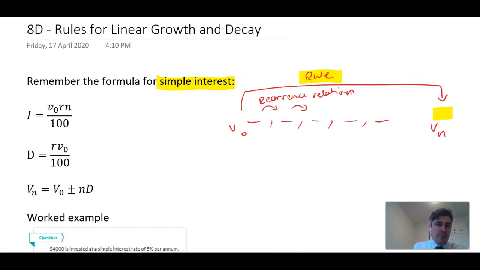And you'll remember that the rule for an arithmetic sequence is Vn is equal to V0 plus or minus n times d. Okay, so the number that we want to go into the future times the common difference. So in this case, d is the amount added on each time. So we're going to use this now for an applied question.